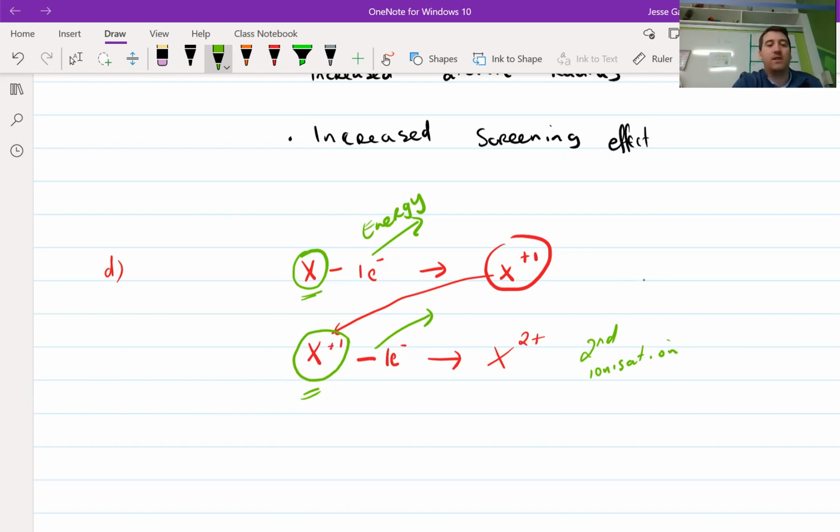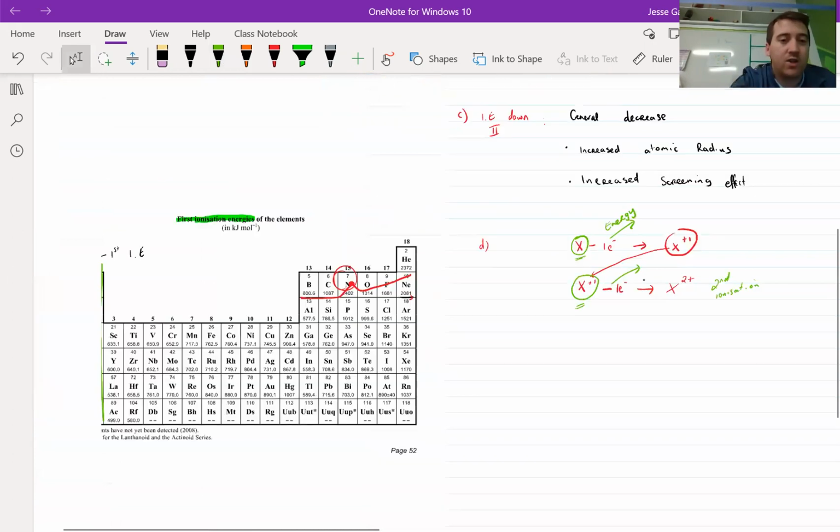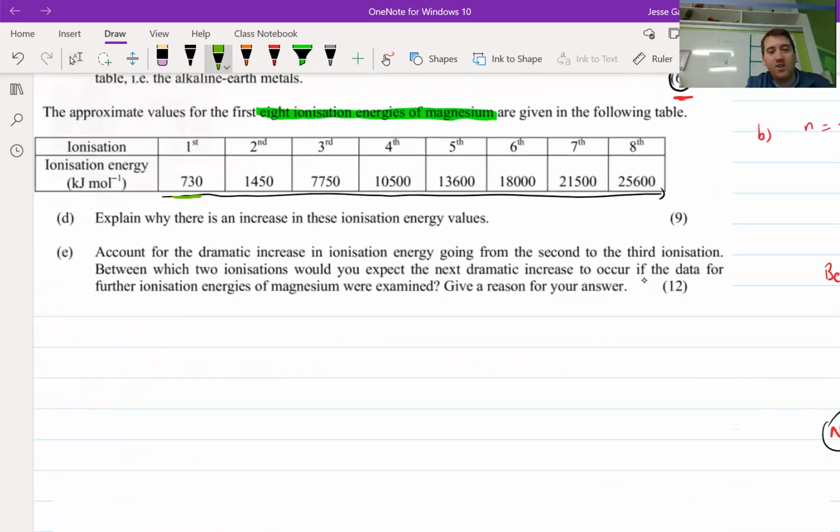So what I want you to do now is put that into an explanation. I'll remind you what the question was again. Explain why you see this general increase in ionization energy values as you take the second, the third, the fourth, the fifth, and so on. So put what I've just explained into an explanation. Pause the video and do that now for part D.